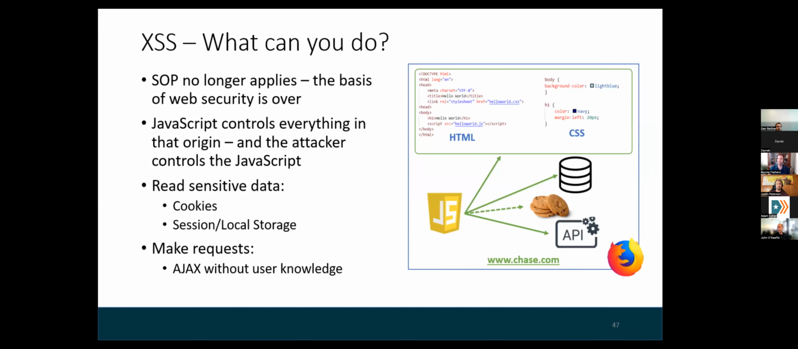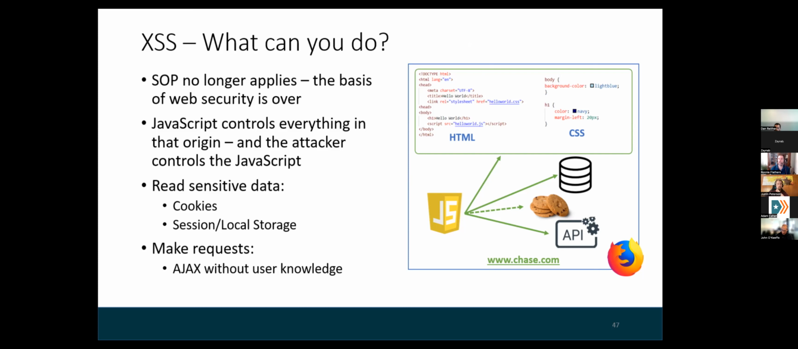So let's say you have cross-site scripting. You found this vulnerability and you're able to exploit it. I mean, what can you do? I mean, the truth is whatever you want. Same origin policy no longer applies. So really that foundation of web security is off the table. Since JavaScript is king and controls everything within that origin, the attacker who controls the JavaScript code that is executing can do anything they want within that origin.